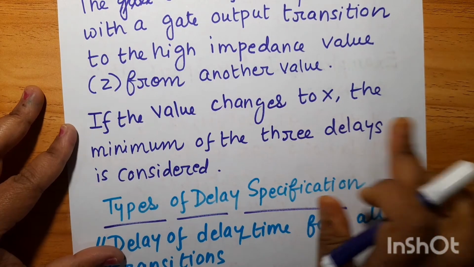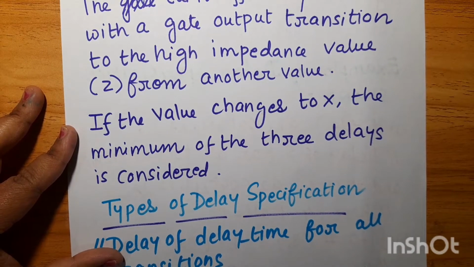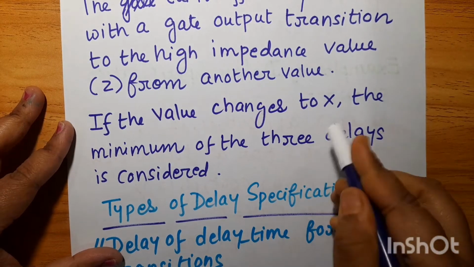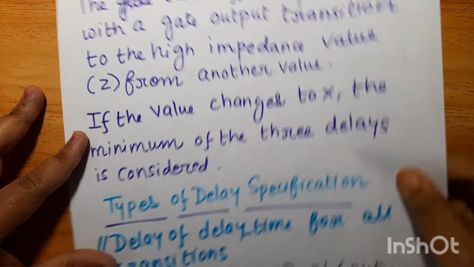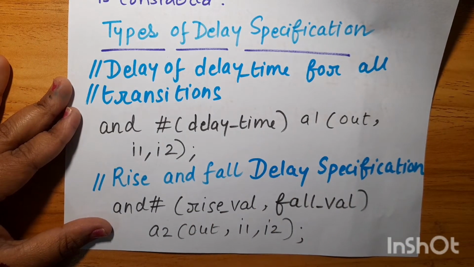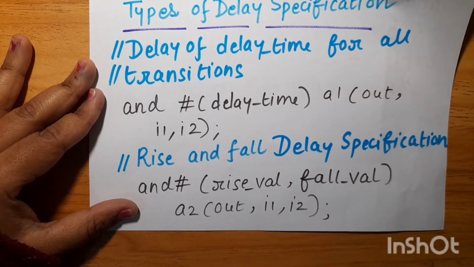If the value changes to X from Z, what is the minimum value of the three delays? The rise, fall and turn-off delays are considered. So, I specified how to write the delay time in Verilog code. Now, I specify how to write the rise and fall delay in the Verilog code.